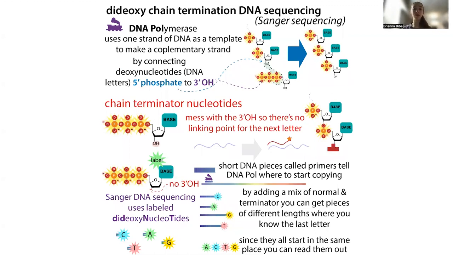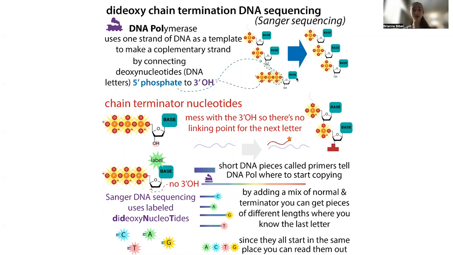But they're only labeling modified versions of the letters. So in these modified versions, there's no 3' OH. So they're dideoxy. They don't have that 2' OH, and this is what makes them DNA instead of RNA. But then they also don't have this 3' OH. And if they don't have that 3' OH, well, then they can't link up to a next DNA letter.